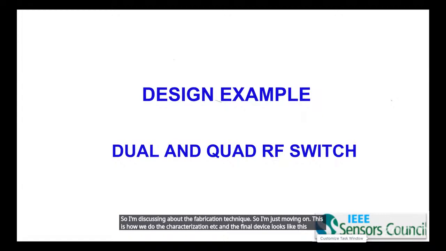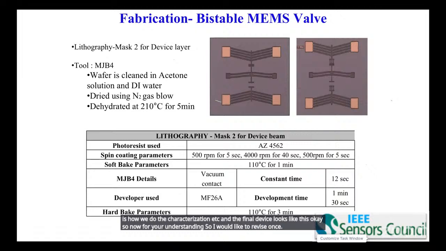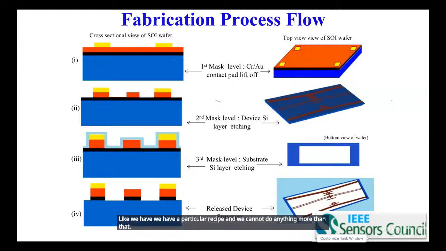Okay. So now for your understanding, I would like to revise once. This is how we plan for this, nothing else. So remember, it's kind of cooking. We have a particular recipe and we cannot do anything more than that. The first thing is chromium and gold metal. We can only deposit 20 nanometer chromium and 500 nanometer gold. That is the first step, the pad metal mask. According to your device, the mask structure can vary.